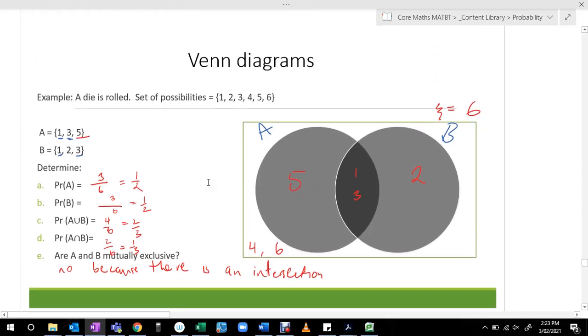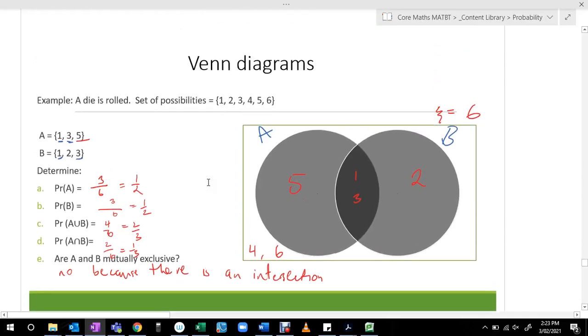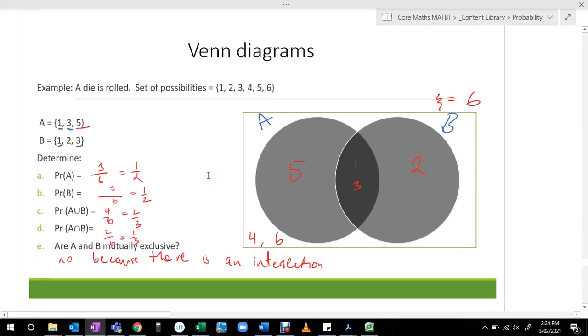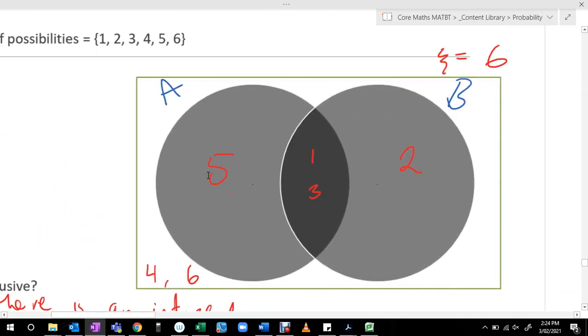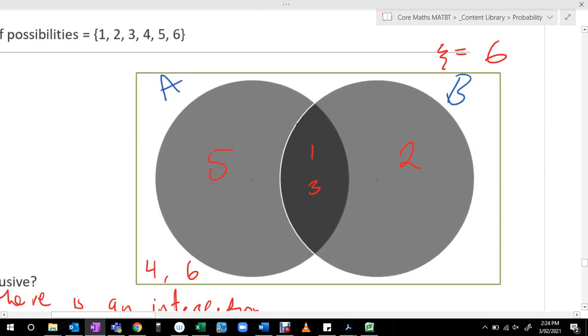About last lesson, we were looking into Venn diagrams. I'll just do a quick recap on what we did, and we identified some elements of the Venn diagram. Remember that on a Venn diagram, this area here represents your intersection, which looks like this symbol. A intersection B refers to this middle bit there.